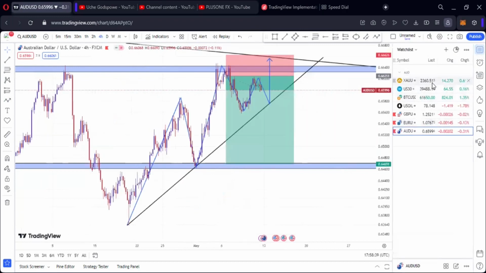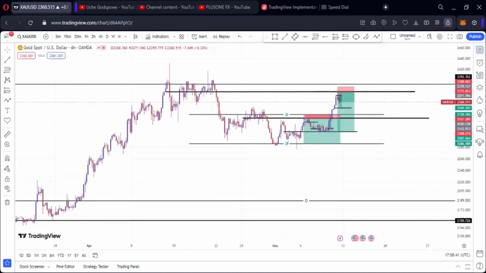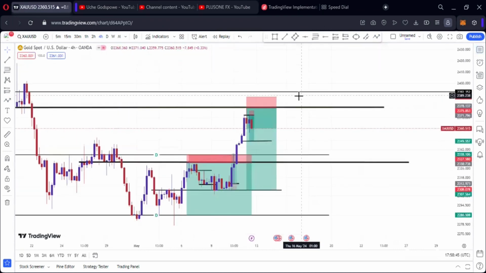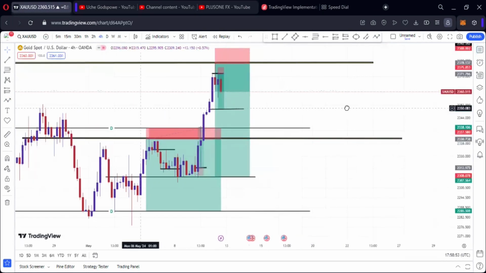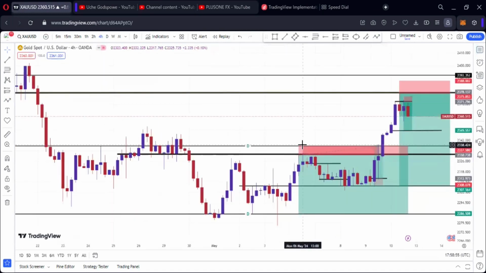So now let me take you guys to XAUUSD. Let me tell you what happened on this pair, because this is my favorite pair. I love this pair. We made an analysis last week, and I told you guys that this pair is currently bearish.